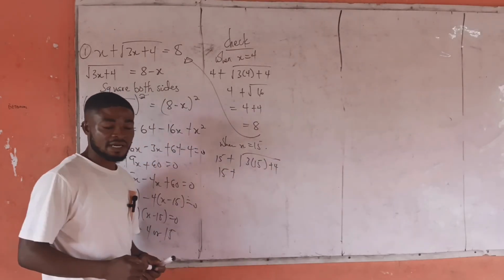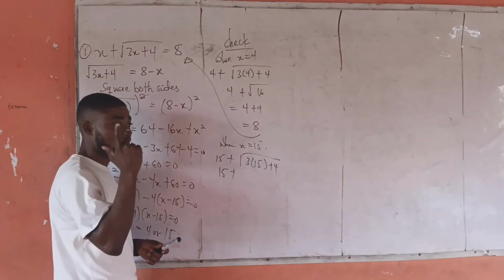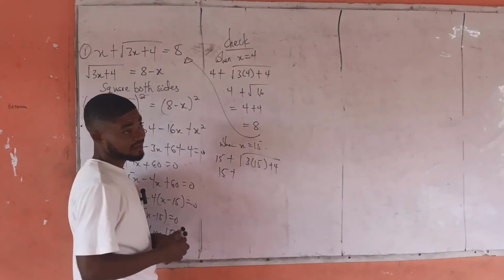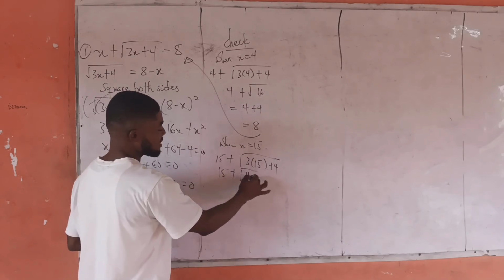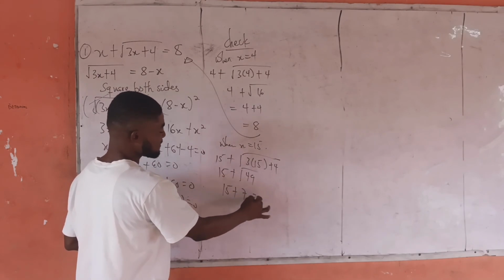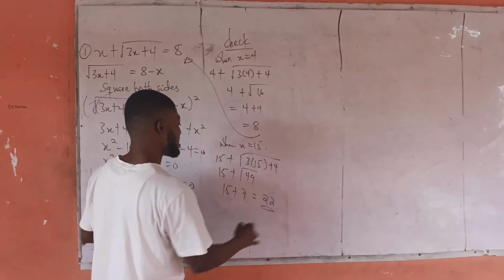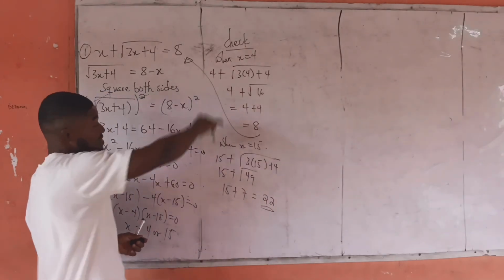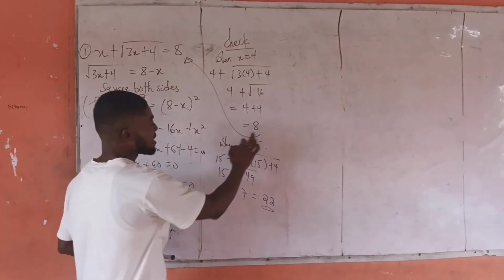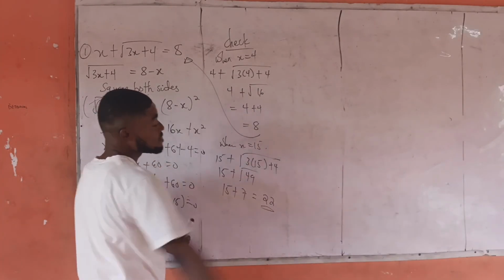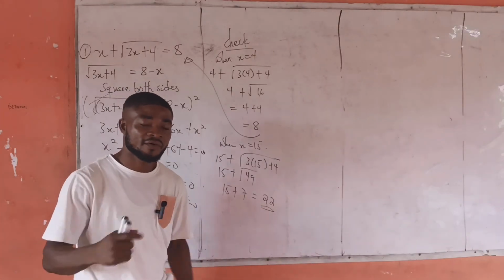15 root of 3 times 15, that should be 45. 45 plus 4, 49. And then root of 49 is 7. This gives us 22. And so you can see clearly that 22 is not the same as 8. And so therefore we conclude that x is equal to 4 is the answer for question 1.